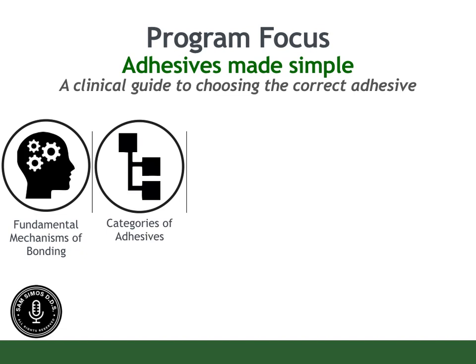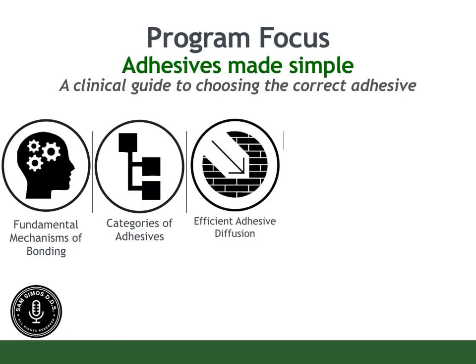So I want you to understand the fundamentals, the categories, and then we're going to talk about the efficiency of adhesive diffusion, because that's a really important factor. We can't just slather on this adhesive and expect it to work. It's not Elmer's glue. There's a chemistry involved here, and we have to know what it is we're doing.